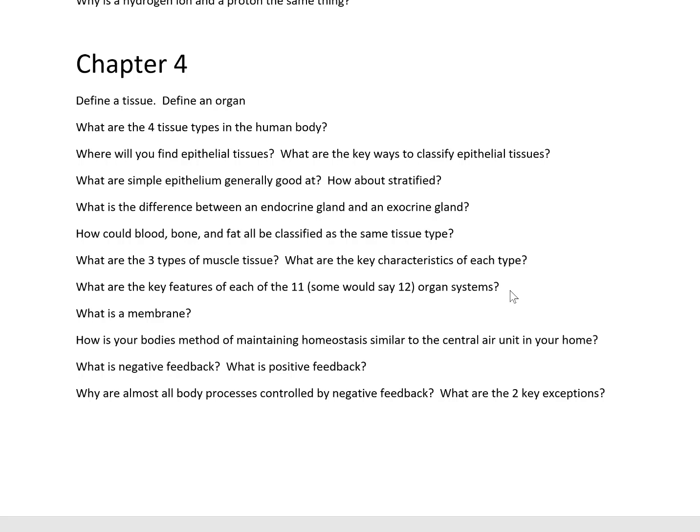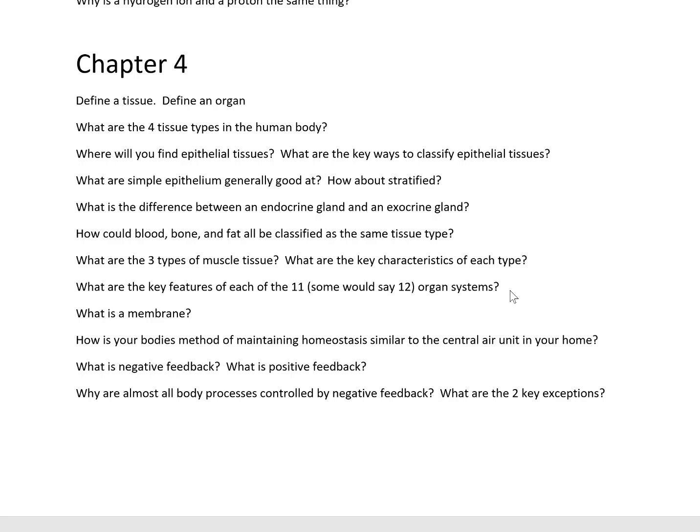A membrane is going to be epithelial tissue plus the connective tissue below it. They oftentimes call it the basement membrane. So membranes are going to be epithelium plus the underlying connective tissue. Like your skin is called a cutaneous membrane. All pathways in and out of the body are going to be lined with mucous membranes.